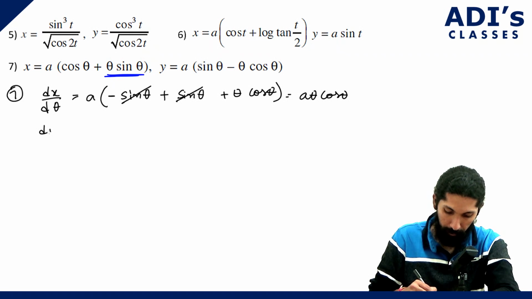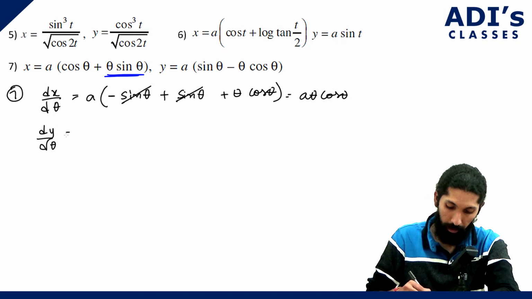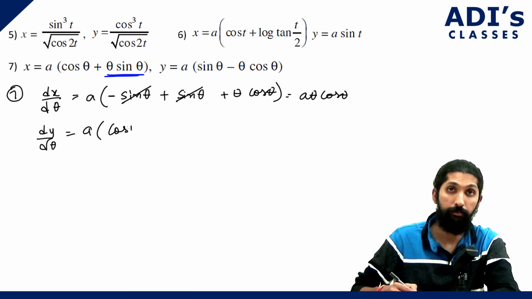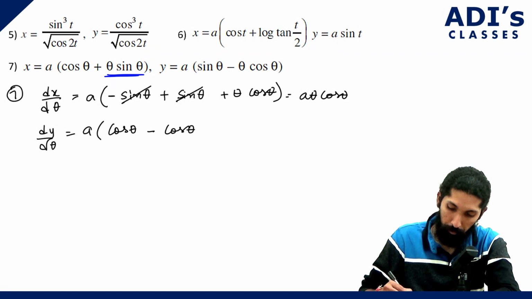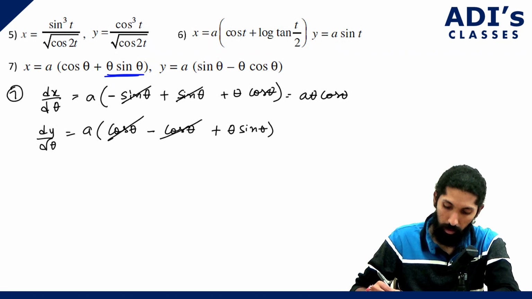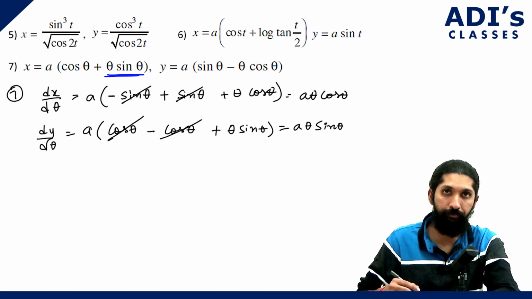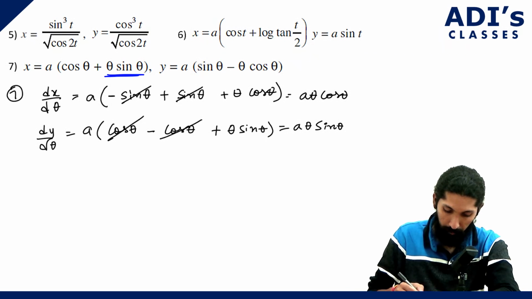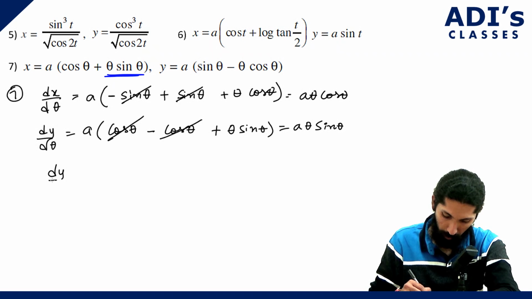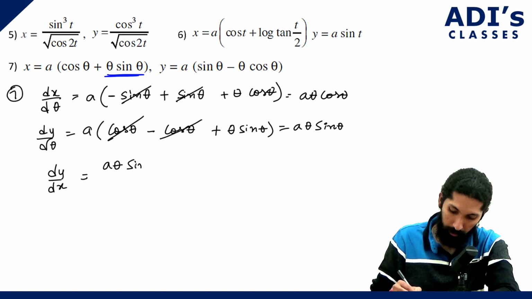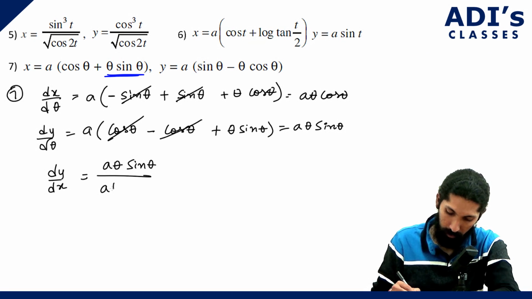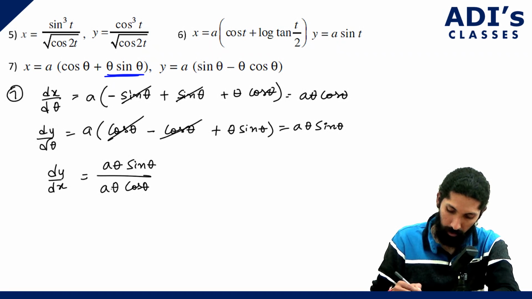Then dy by d theta, this will be a into cos theta, correct? Minus cos theta plus theta sin theta. Cancel. A theta sin theta. Now again, dy by dx. This will be a theta sin theta by a theta cos theta. Cancel, cancel.